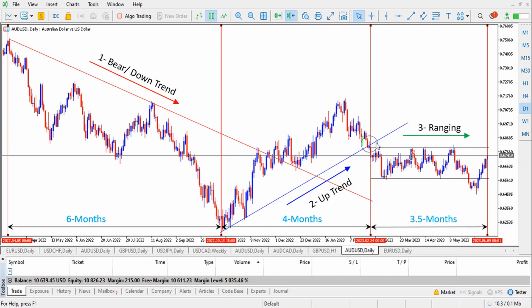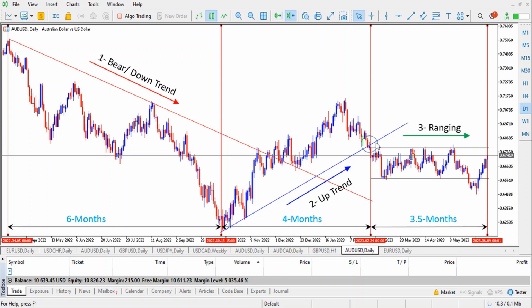So it means that after the bull or uptrend broke down on 24 February 2023, up to date, the market is ranging, moving sideways, not in a clear uptrend or downtrend. So this is called ranging. Now you understand the three types of trend, which are uptrend, downtrend, and ranging. It's very necessary that prior to trading, you understand what type of trend you are going to trade. Is it up, down, or ranging?